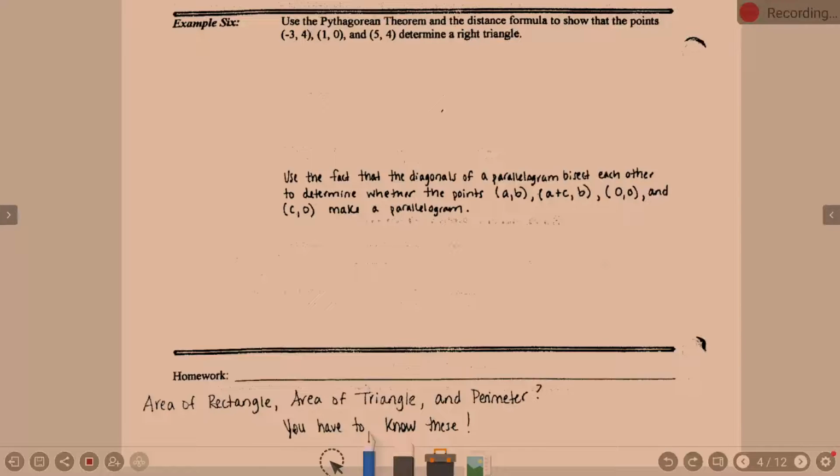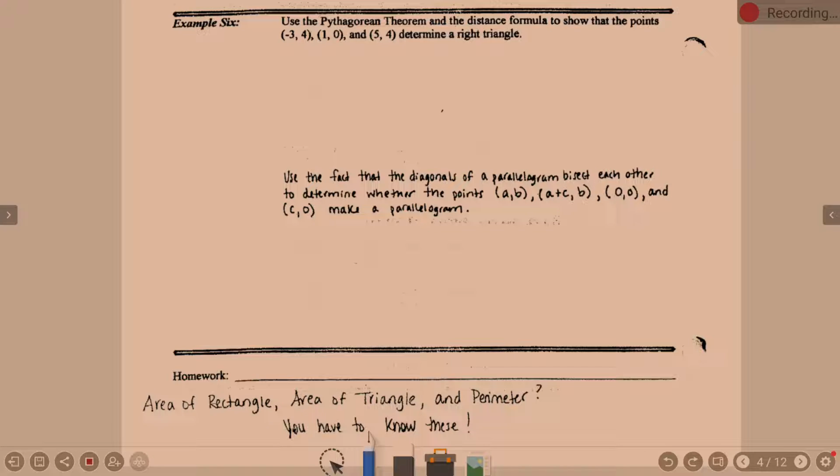Okay, so example 6 is the example we did not get to yesterday. And there's two parts, and they match up with 38 and 40 in your homework. Okay? So, let's look at 6. Use the Pythagorean theorem and the distance formula to show that the points given determine a right triangle.